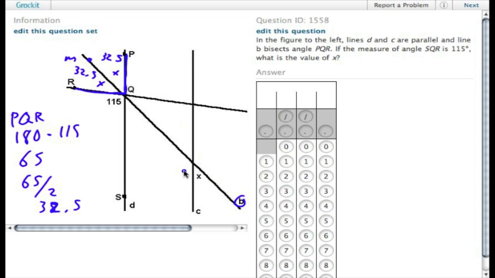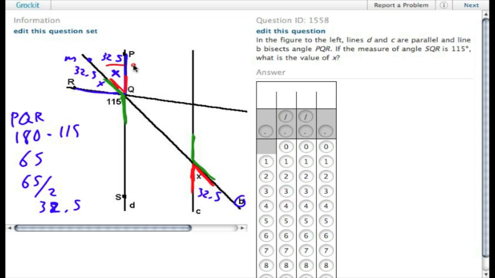I already used x to show it right here, but x will equal one of these two values. X is going to be equal to 32.5. So if we think about it, this angle right here is going to be congruent to this angle right here, which happens to be, I believe, 147.5 if you added 115 to 32.5. So this angle right here is going to be congruent with this one right there.